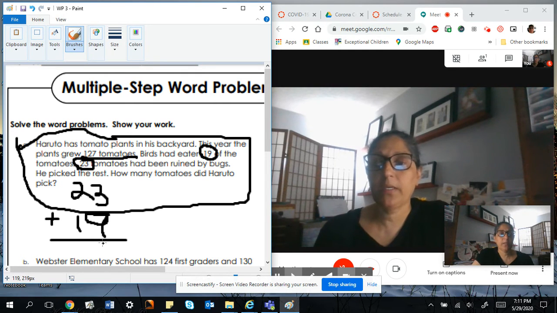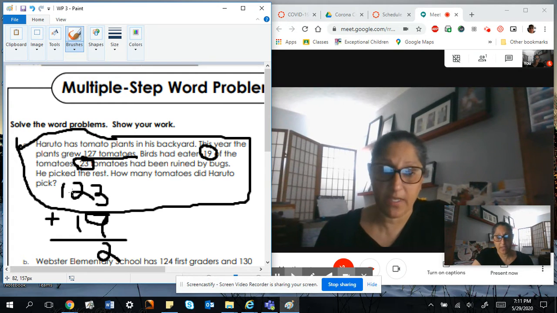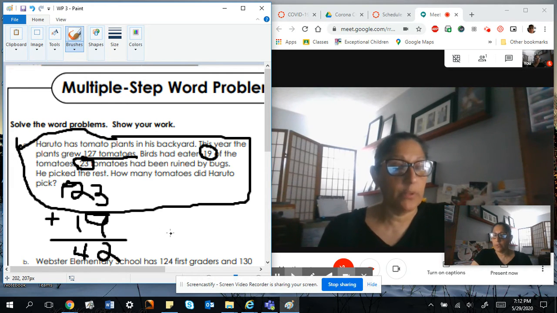Okay, so I know I can put my 2 there for my ones. And I know this is my tens column, so I'm going to put 1 out here because I know that I have to carry that from my 12 because it's 12 ones. So I have 2 ones here, and this is going to be my 10 over here. And I'm just going to do like a little circle so that I know. So now I have 2 plus 1 is 3, plus 1 more is 4. So there were 42 tomatoes that were ruined.